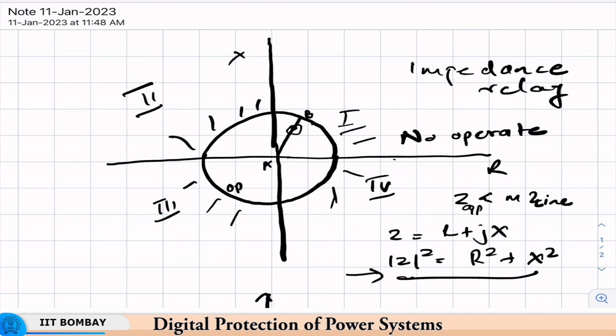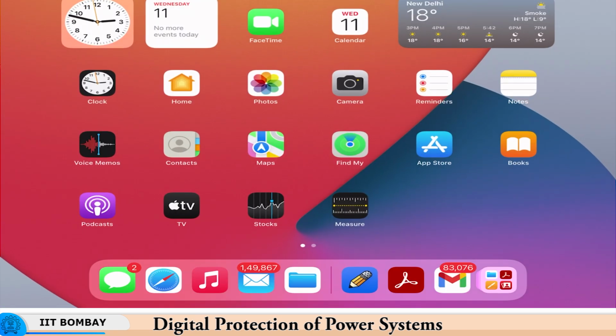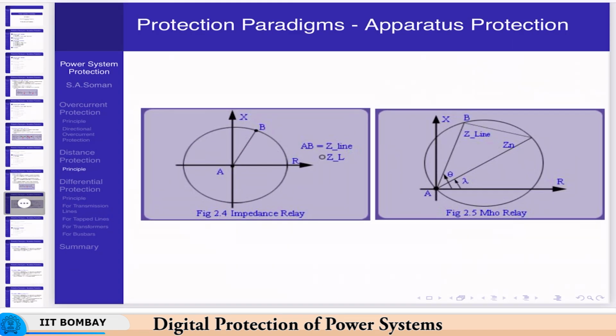So, this relay of course is not entirely useless in that sense. It may be used as a starter relay or some other function, but as a primary protection device for the line AB, it is not very useful. So, to overcome that, if we were to offset this circle by a distance such that it passed through the origin, that is, it lay entirely in the first quadrant, then it would serve our purpose of a directional relay also. So, that is what is demonstrated in the second figure rather.